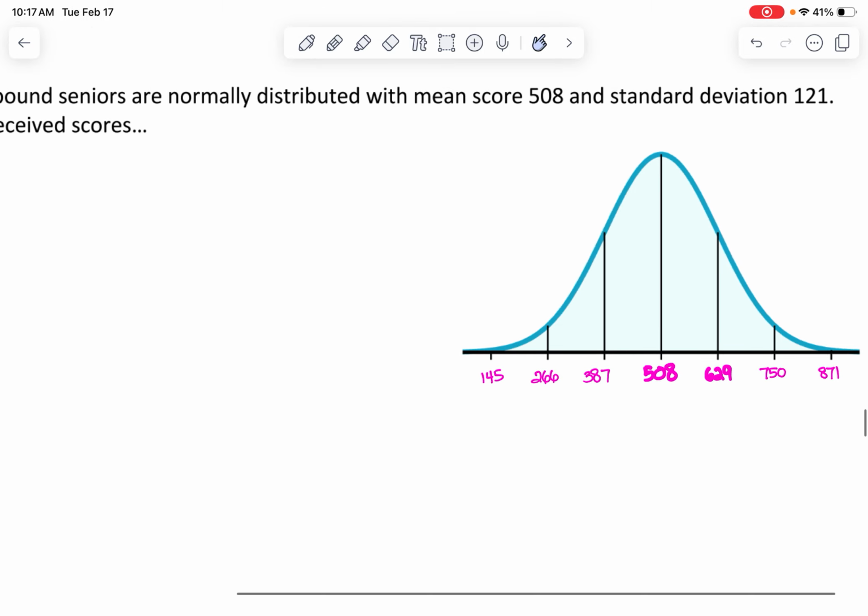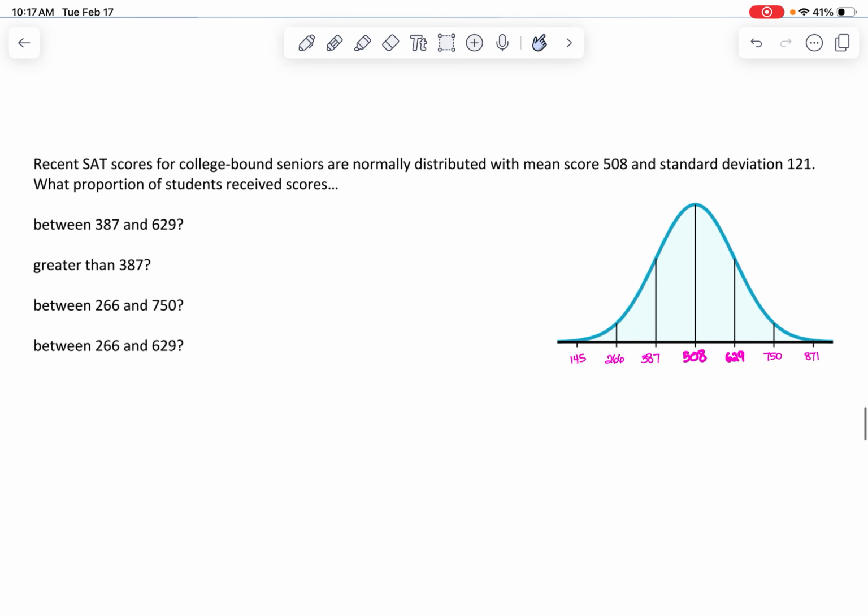So now I want to see what they're asking for again. Okay. All right, between 387 and 629, now you'll notice, cool, that's this section here. We know that's within one standard deviation, so that's 68%.